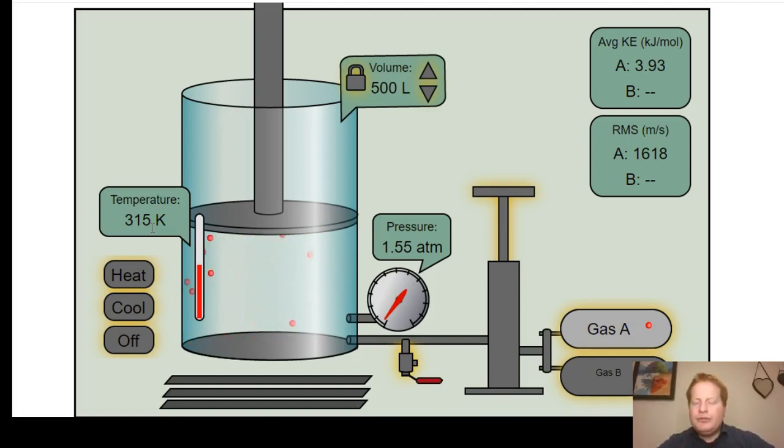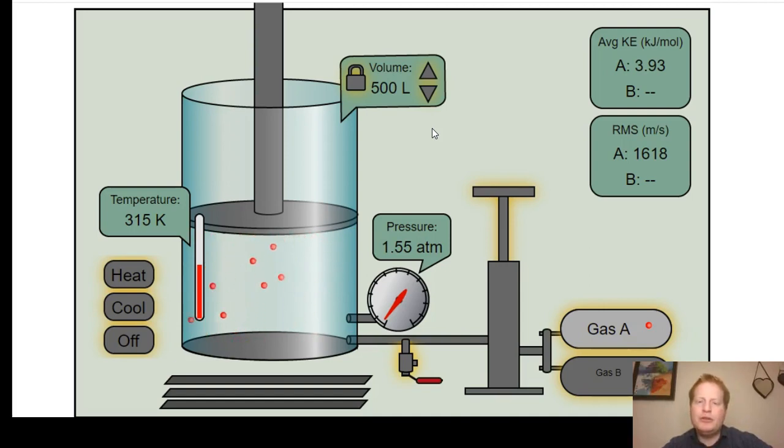So what I'm about to do is take this volume of 500 liters and double it to 1,000 liters. So in other words, my volume is going to be twice as big, right? I'm increasing the volume, I'm doubling it. Now try to think about what you think will happen to pressure.